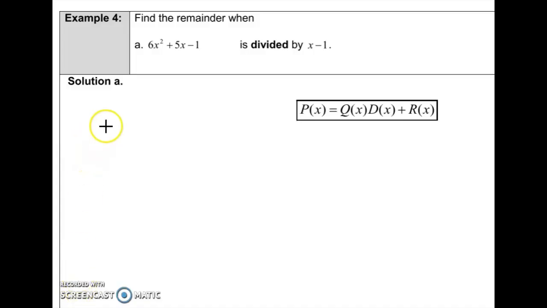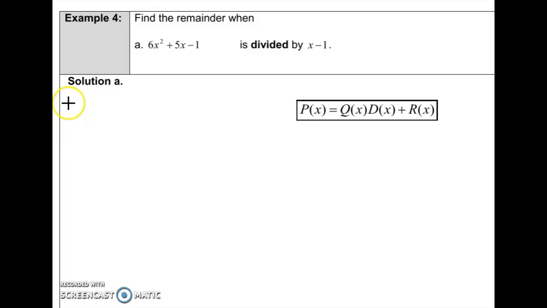Now, let's look at example 4 that explains the use of remainder theorem. Find the remainder when 6x squared plus 5x minus 1 is divided by x minus 1. Recall that the remainder theorem is p(x) equals q(x) multiplied by d(x) plus r(x).